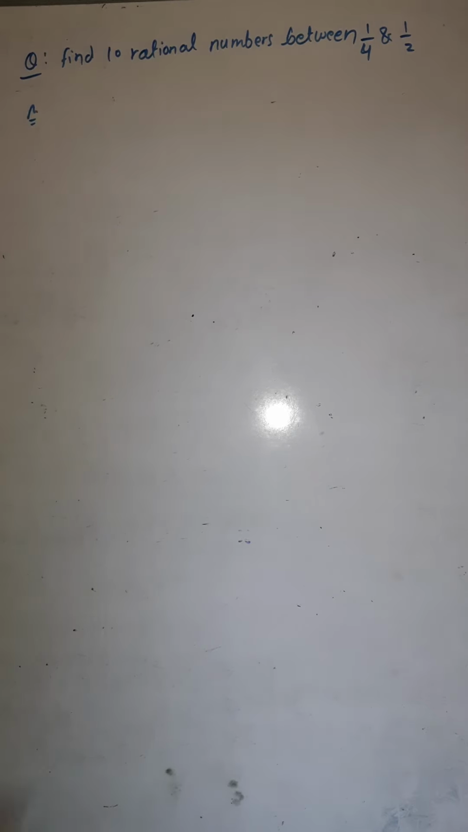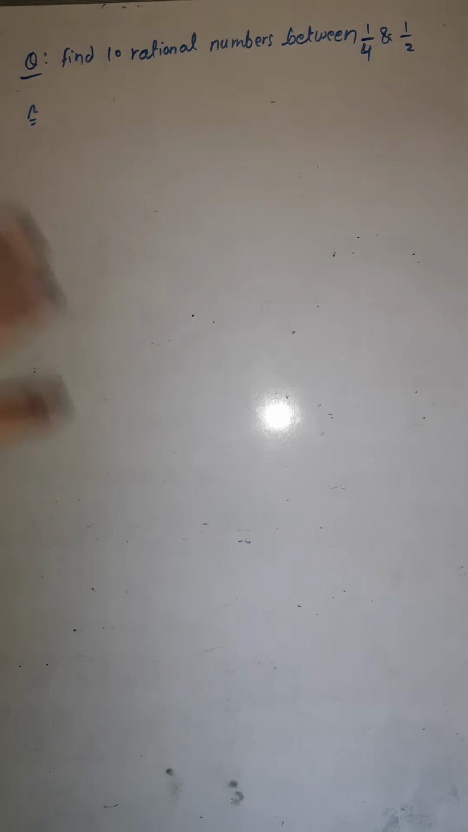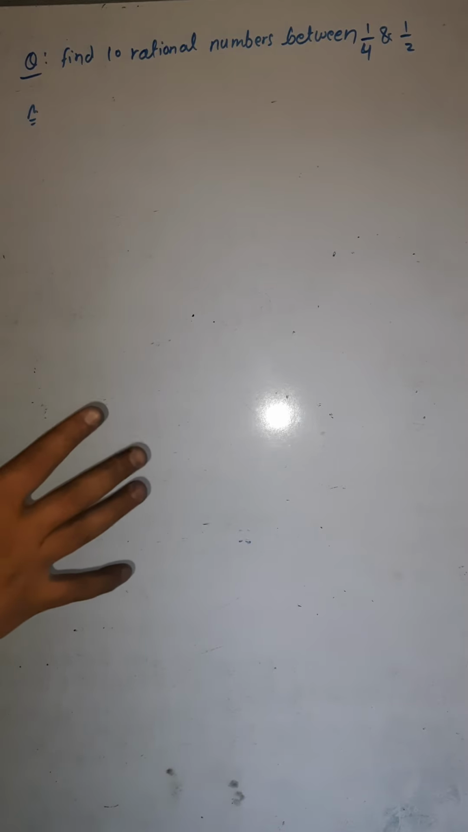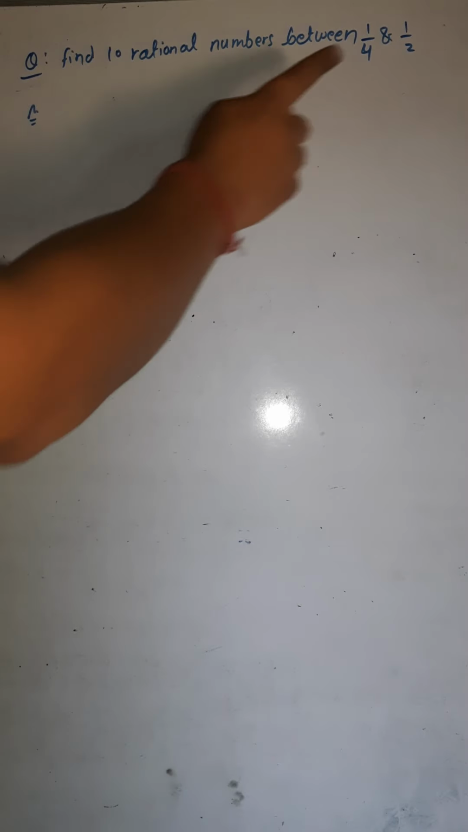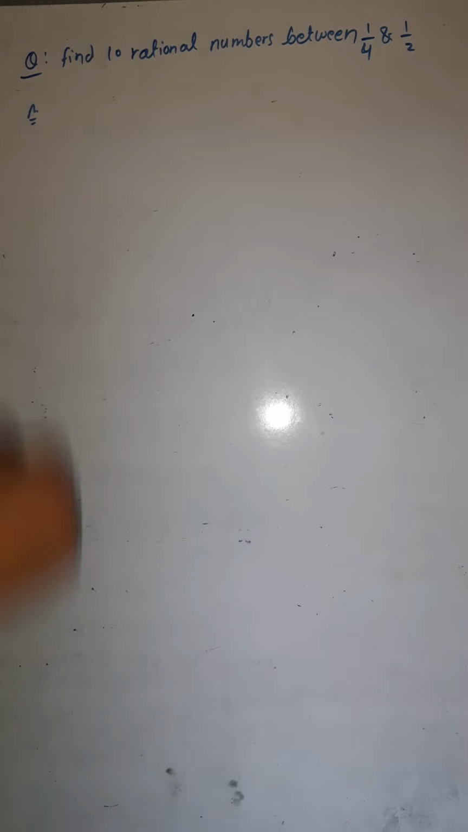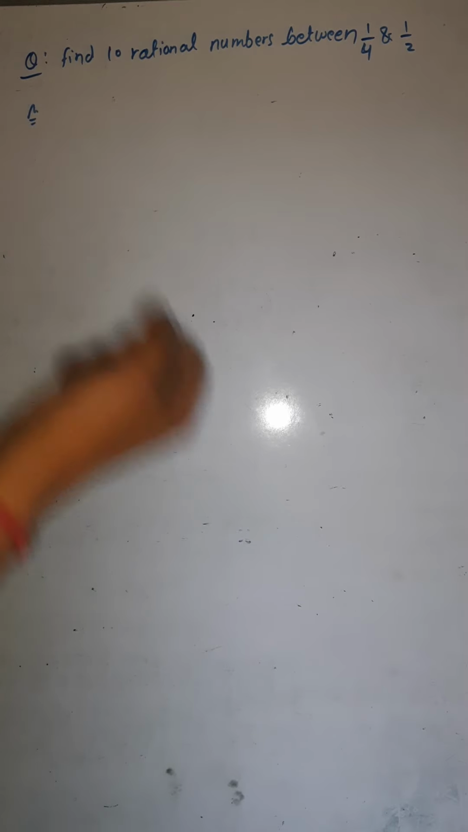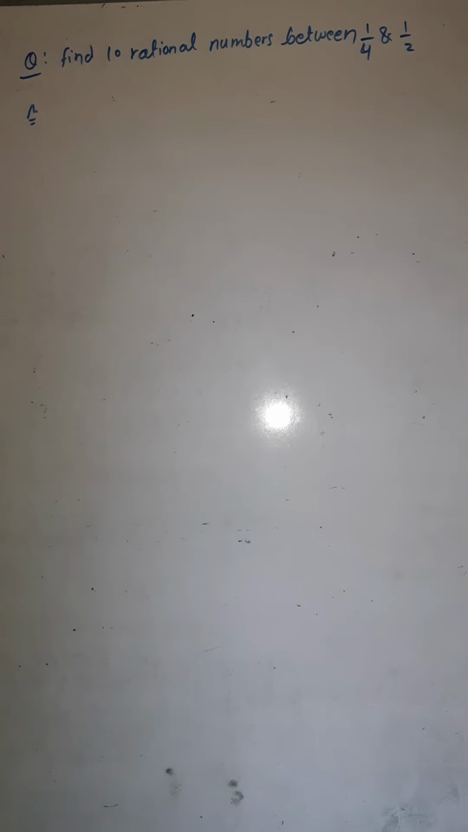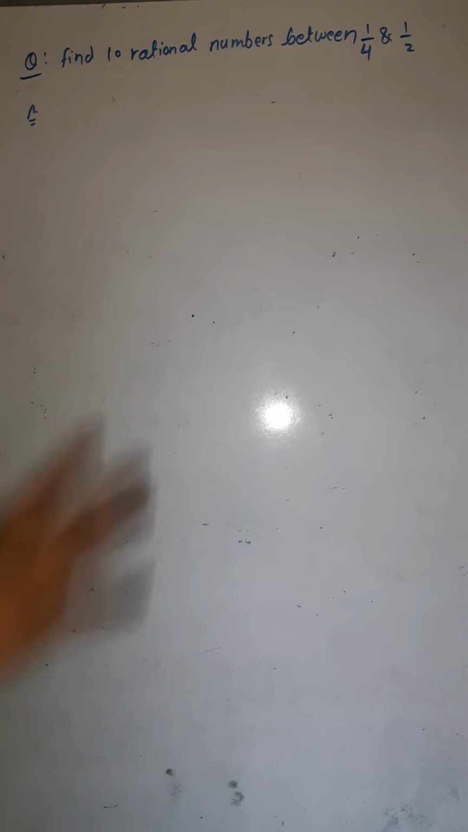Now I have a new question for you. The question is, find 10 rational numbers between 1 by 4 and 1 by 2. Now you have to find 10 rational numbers. If you do this by the previous method, taking the mean of these two, and then again keep taking the mean, the process would be very lengthy. To make this process shorter, because I need to find 10 rational numbers, not 2 as earlier, it was easy to use that one method, but that method is not feasible here. You cannot use it here, because you have to find 10 rational numbers between these two.